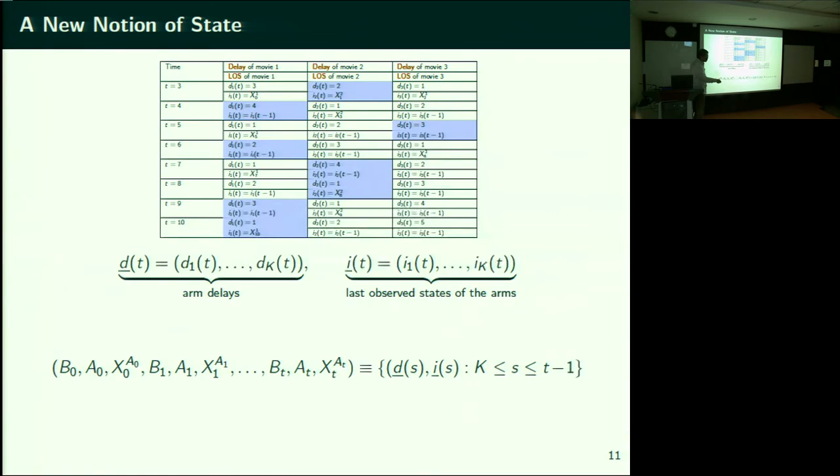So just this is not enough. I need to know the BTs. So this is only going to tell me the arm A_t that was selected and at what time it was selected. So in addition to this, I need to specify the BTs. You're right. Okay. So there is this. You can compactly represent it via the delays and last observed states.